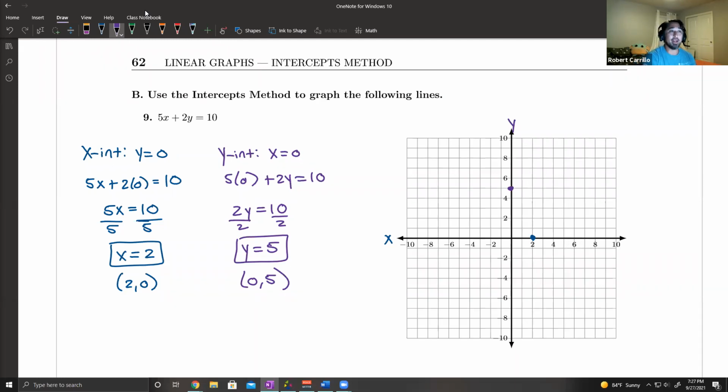So all we have to do now is connect them. Just draw a straight line right through them. I'm pretty terrible with this drawing pad, but I'll do my best.